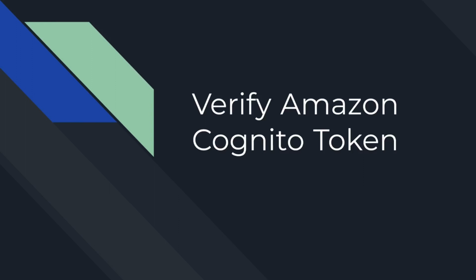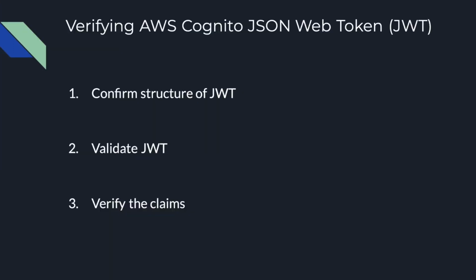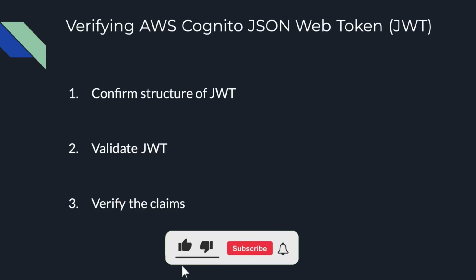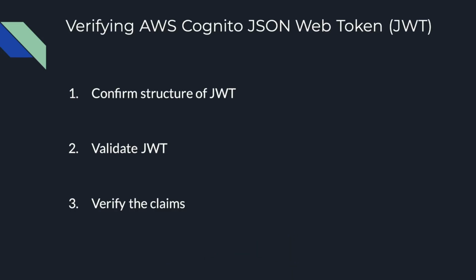Hello guys, in this video we will take a look at how to verify Amazon Cognito token. Amazon Cognito token has a format of JSON Web Token or JWT. So first we need to confirm the structure of JWT, then we need to validate JWT itself, and finally we will need to verify the claims.